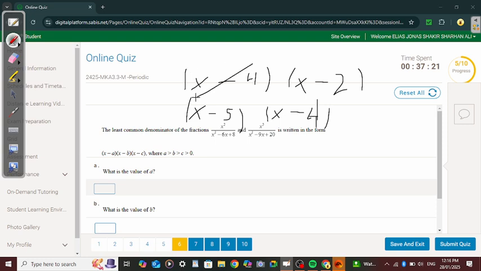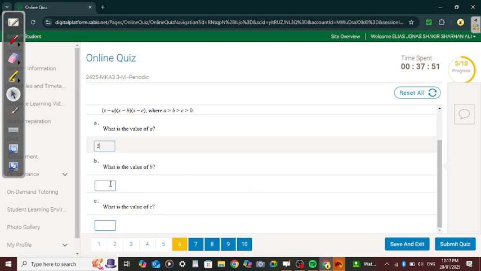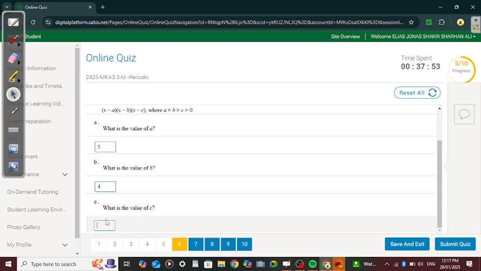Okay, so we only have one x minus 4. x minus 5 and x minus 2 stay the same. Forget this line. We have one x minus 4 and x minus 5 and x minus 2. Now they're saying that A is the largest. So which one is the largest? That is obviously 5. B is larger than C but smaller than A. That is obviously 4. And then C is the smallest. That is 2.